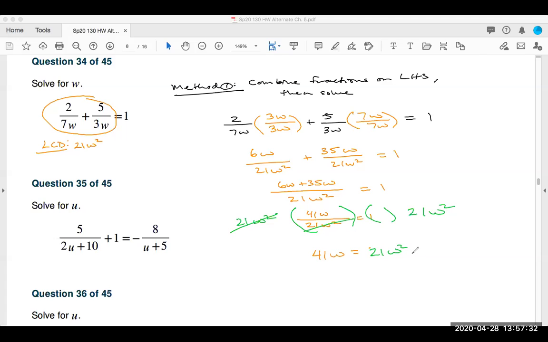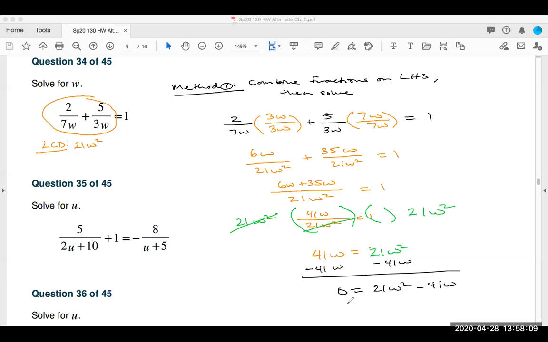You're solving for W, so be careful. You actually don't want to divide out a W, or you're dividing out a solution. Instead, what you're going to want to do is get all your W terms on one side and factor out. So I'm going to subtract 41W from both sides. 0 equals 21W squared minus 41W.